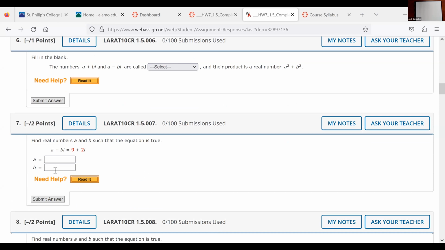So now number 7. This right here is the complex number, a plus bi. It is 9 plus 2i. So the 9 and 2 are the real number components, but the entire thing itself together, the entire piece, is the complex number.